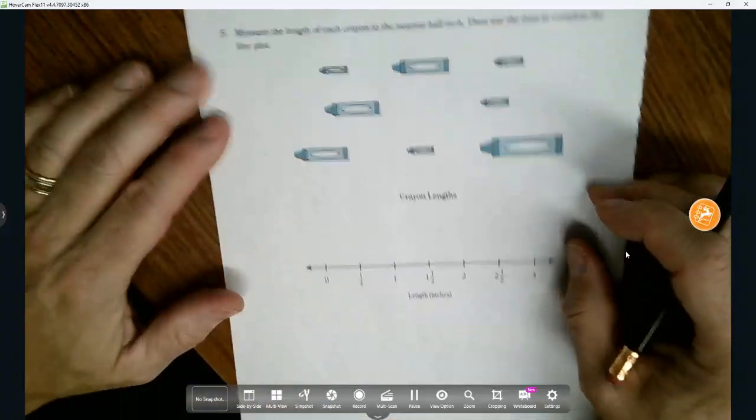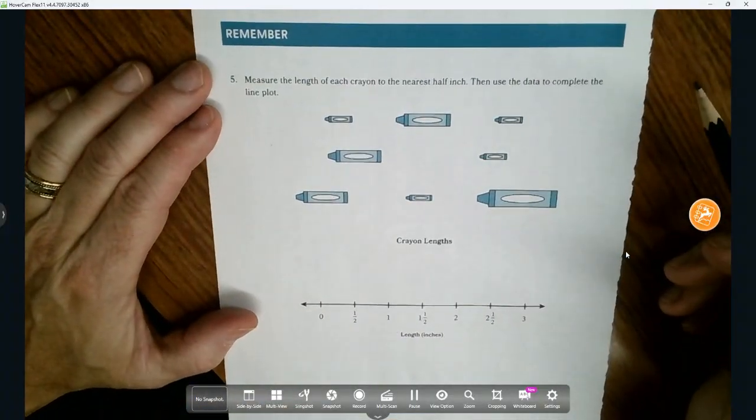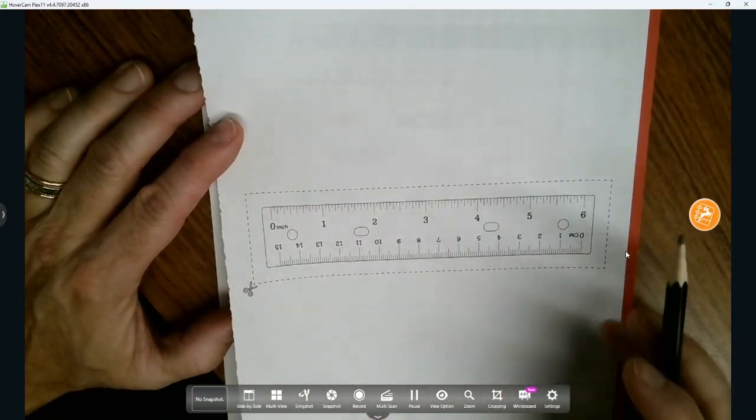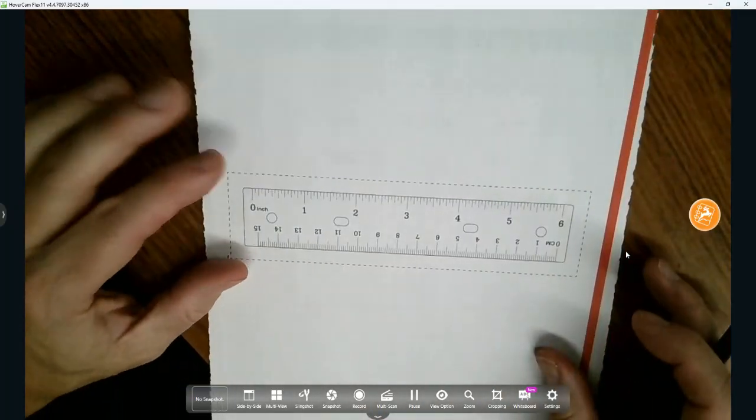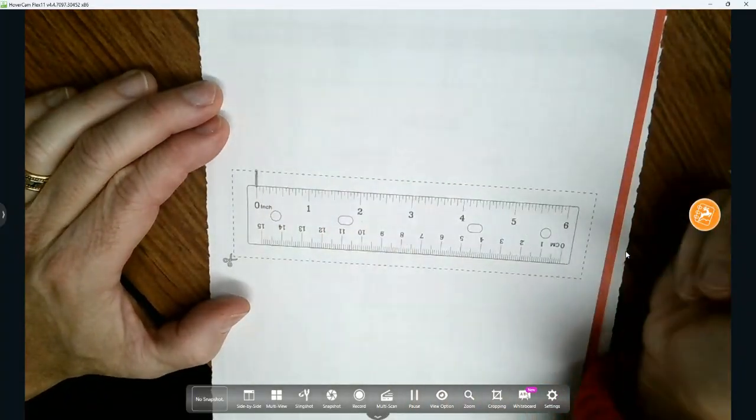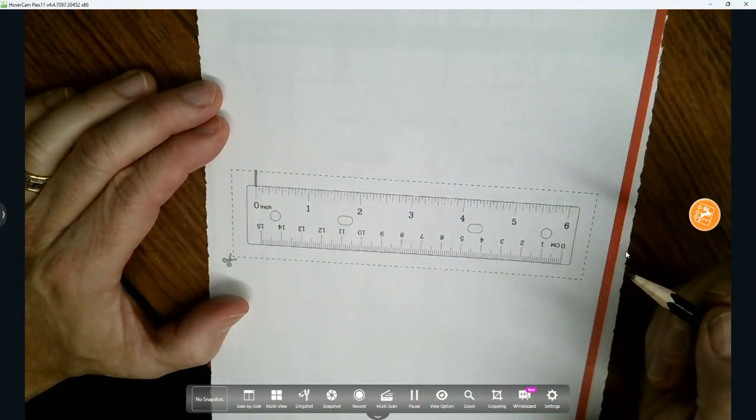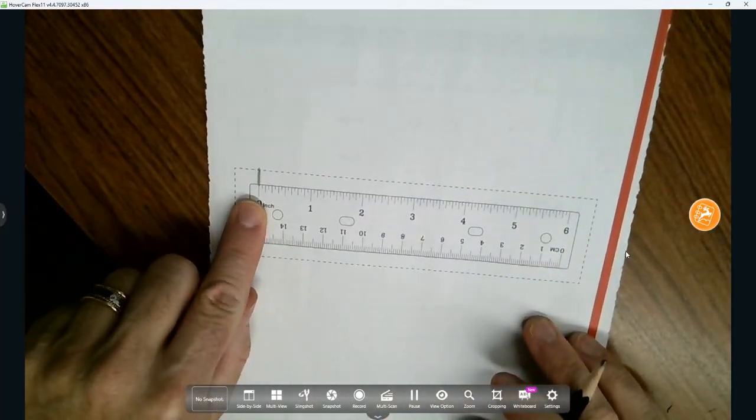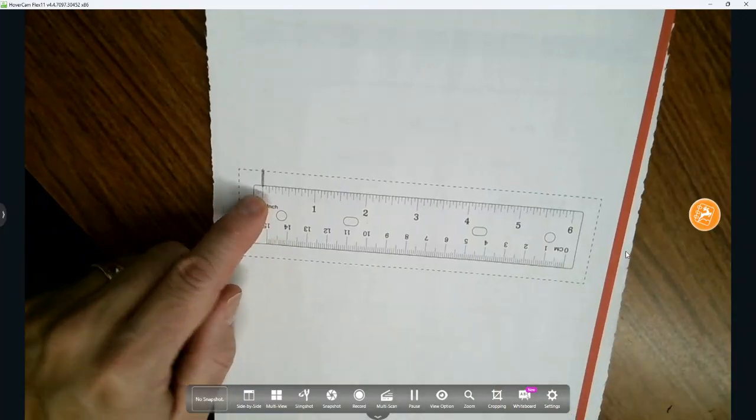All right? On the back, you need to rip out that ruler. Okay? Cut it out, not rip it. I'm sorry. Cut it out right on the dotted lines. Remember, though, when you line stuff up, I'd put a little line like this because that's where the edge of whatever you're measuring needs to start. So if you go like this, you know that's where you're starting because there's nothing there. That's not going to help you measure anything.